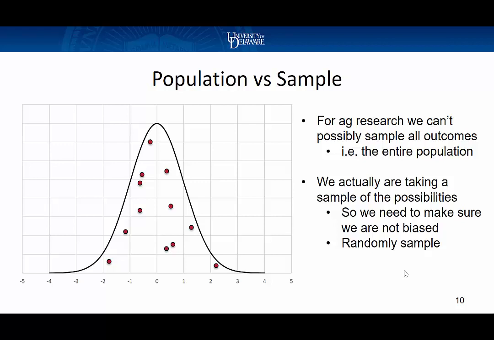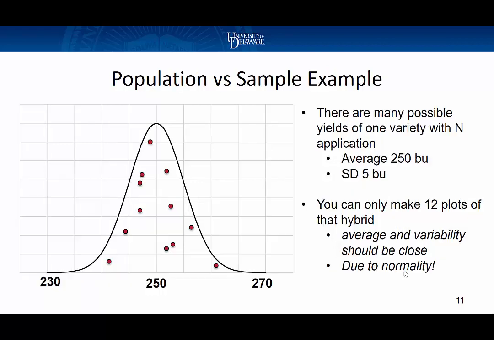So in this case, if we took, say, 12 different plots, they could fall over this same range. It's not every single red dot that you saw before. That average won't be exactly in the middle, but it might be just to the left or just to the right. And if you kept taking these samples at different times, year to year, you would get a slightly different average. If you sampled every point, you would get the exact average. So in this case, if you have 250 bushels, you have a standard deviation of 5 bushels in here. You can only make 12 plots of that hybrid. The average and the variability of this should be close to what would be there if you sampled every single one, as long as your data is normal.